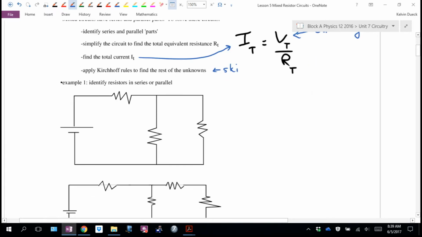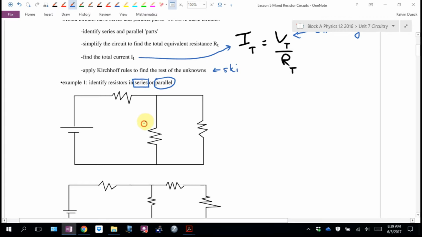Example 1. Identify resistors in series or in parallel. Let's decide we're going to circle resistors that are in parallel, and let's decide we're going to put a square box around resistors in series. There's our high-tech S for square, C for parallel. Which resistors are in parallel? The top left, the middle, or the right?